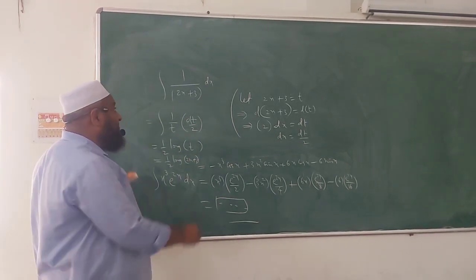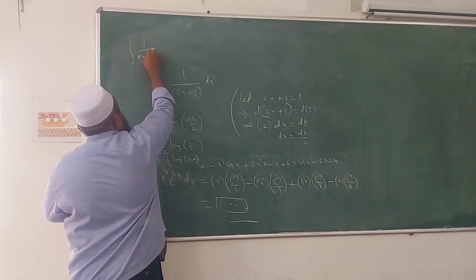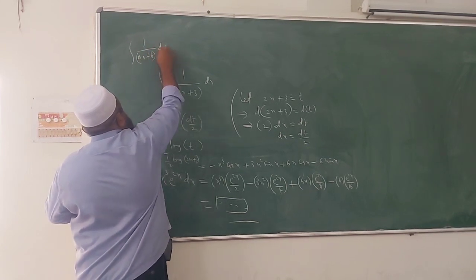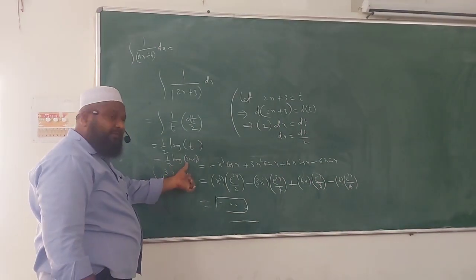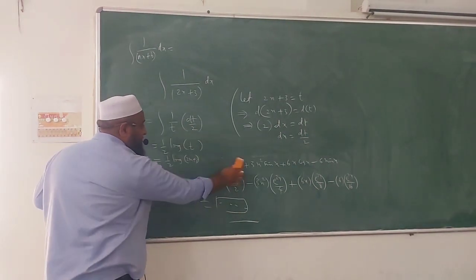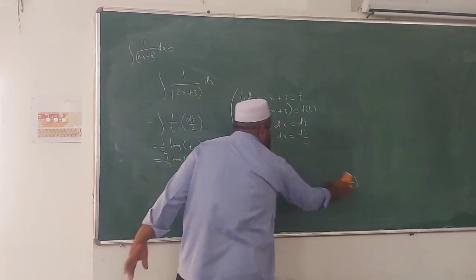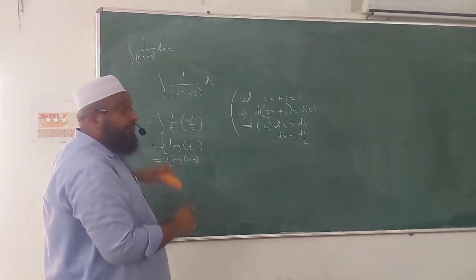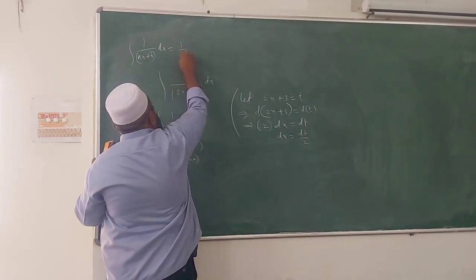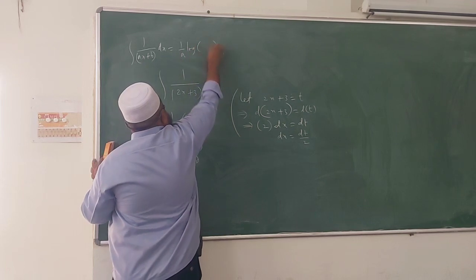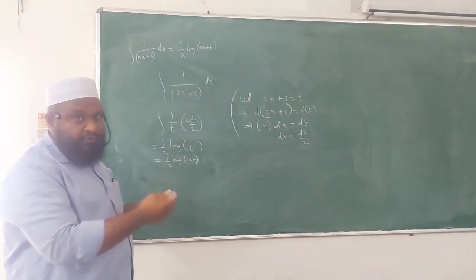What is the rule from this one? If it is 1 by ax plus b dx, what will come now? Log will come, and the derivative a will come down. So 1 by a log of ax plus b. Okay, you note it down.